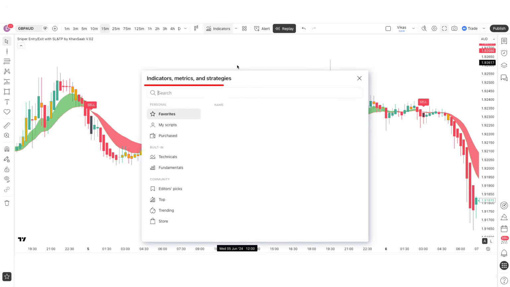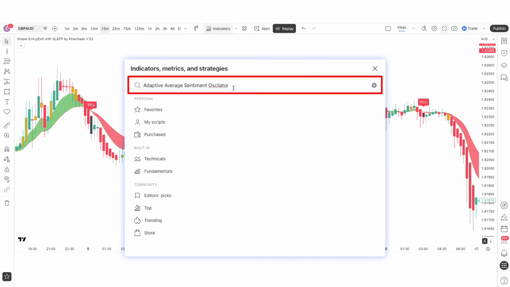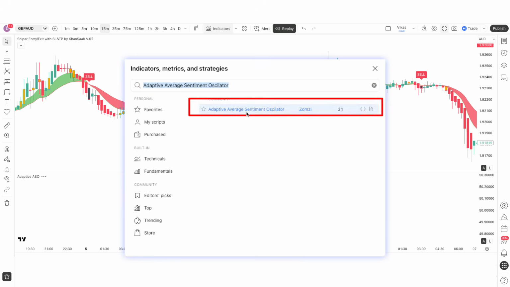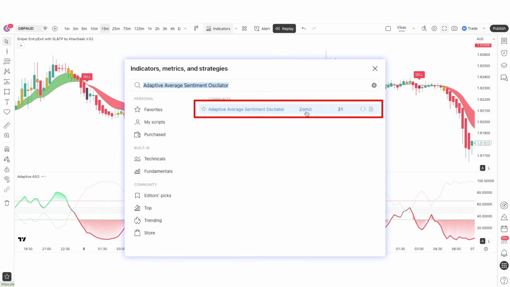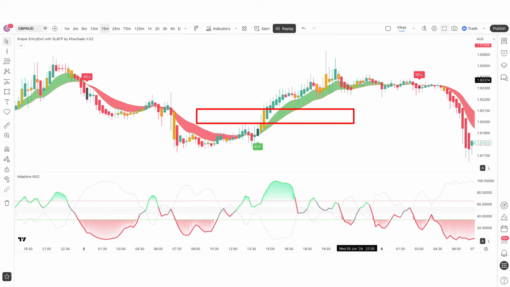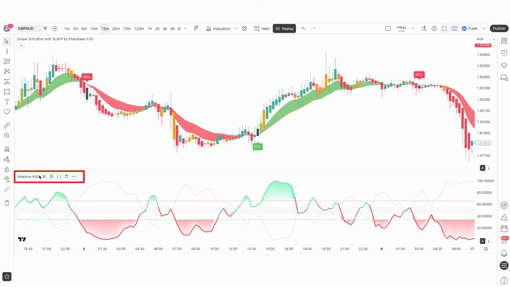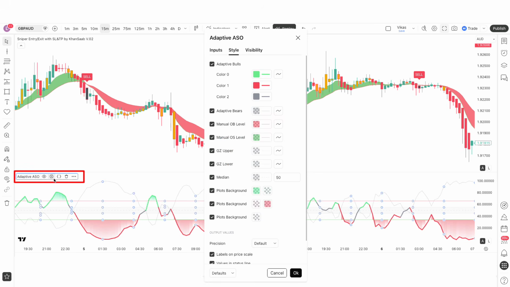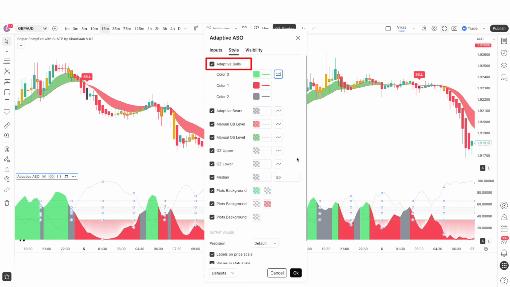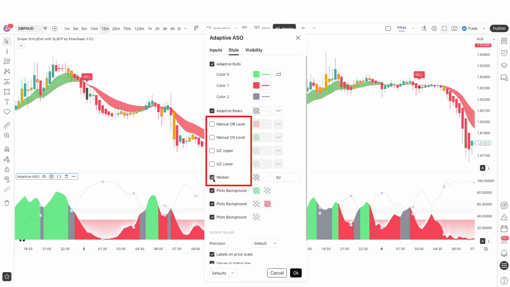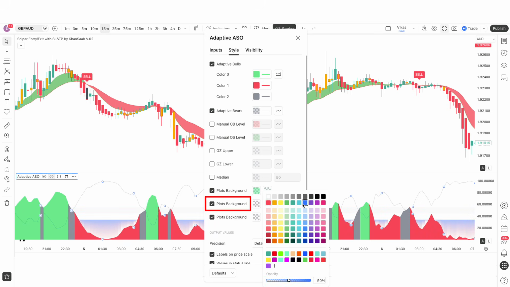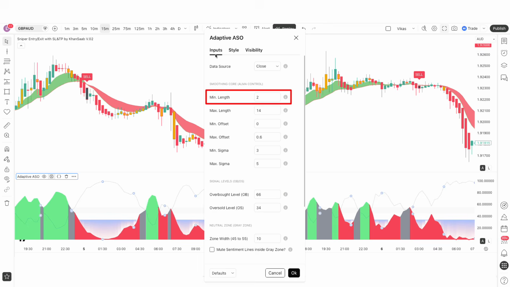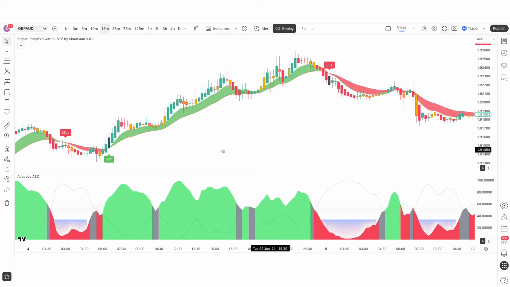Now we'll add one more indicator to make this strategy more powerful. Let's go to the Indicator Search tab, search Adaptive Average Sentiment Oscillator, and select this one, created by Zomzi. Now let's access the settings of this indicator so we can modify it to suit our strategy. We change the adaptive bulls line to area. We have to keep these options hidden. And after that, change the plots background color from red to blue. And after that, change the mean length from 2 to 1. And here everything is fine after that. Click OK. Now our setup is ready.